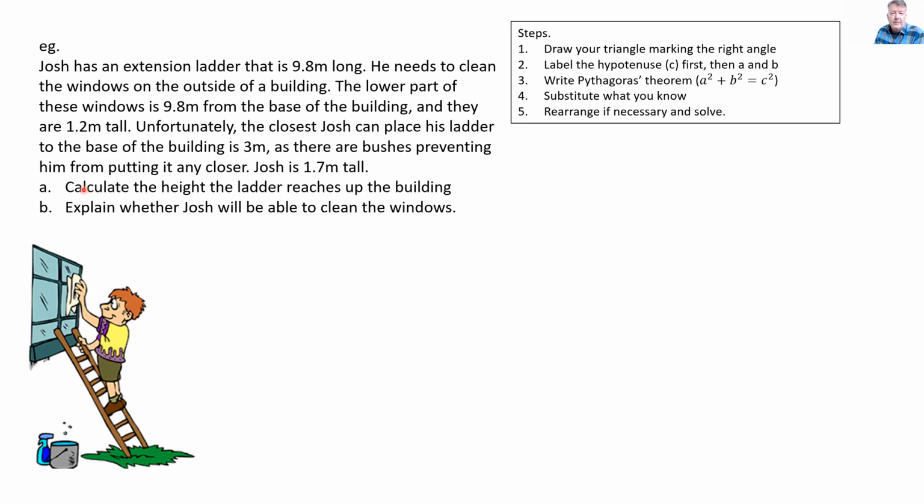So we need to make a triangle out of this picture, don't we? So let's see what we've got. We'll put a building there. Just draw it for now. Just draw what you've got. On top of the building, we have a window. So there's a window.